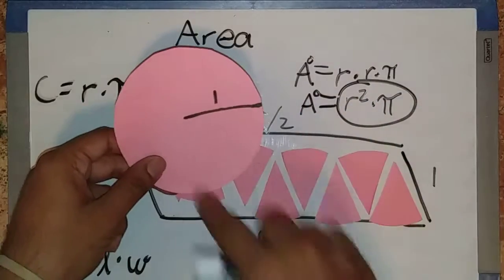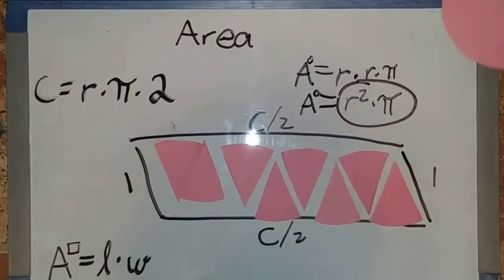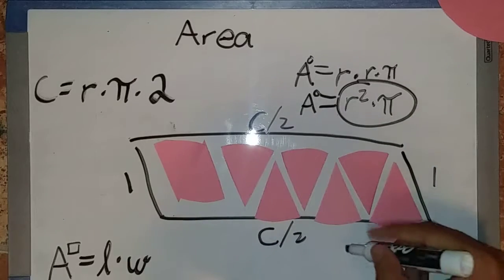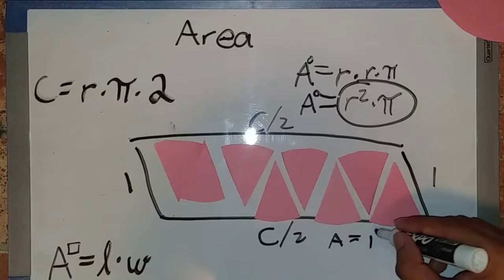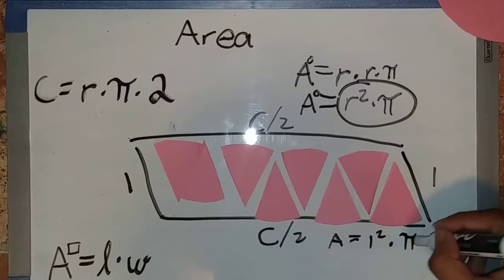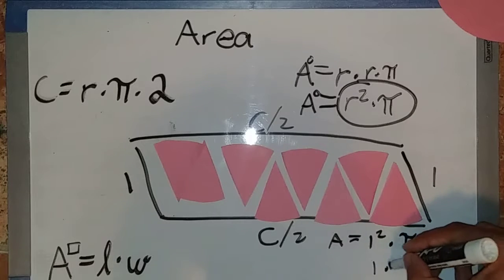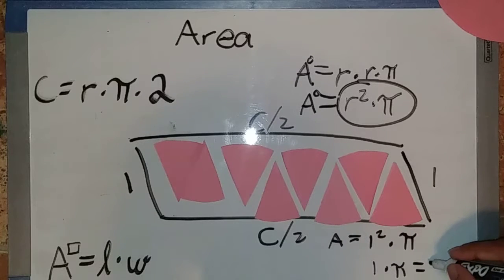For example, we had said that the radius of this circle is equal to 1 unit. So for this example, we could simply say that the area of the circle is equal to radius, which is 1 squared, times pi. Now 1 times 1 is still 1, times pi, let's say it's 3.14, and the area of the circle is going to be 3.14 and so on units squared, whichever unit it was.